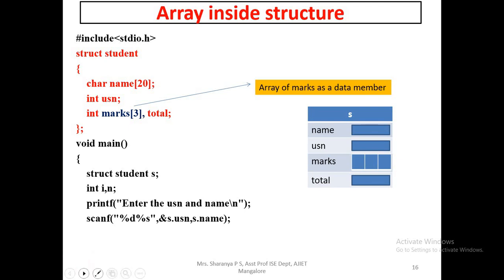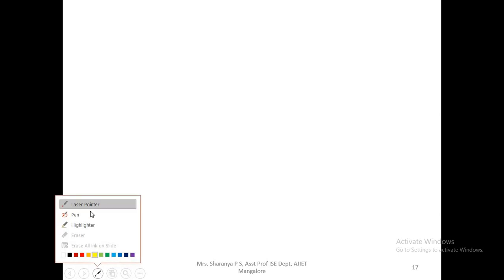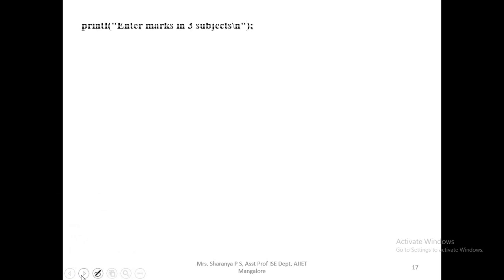And when we start inputting the values, this is how it will look. First, enter the marks in three subjects. We have already taken the values for name and USN. Now we are asking the user to enter the marks. And please note here, this marks we have defined as an array. So we have to make use of a for loop to read the values for the marks variable, an array which will contain more than one value. Maximum we can store 3 marks.